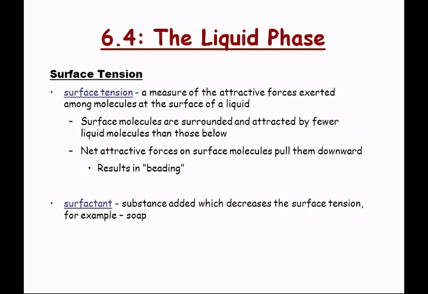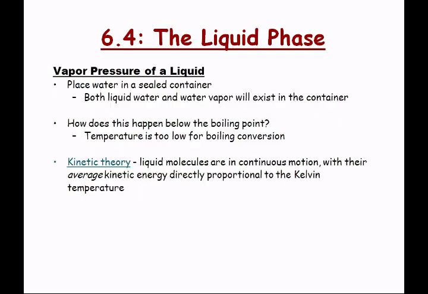A surfactant is a substance that decreases the surface tension. For example, soap. Any sort of soap will decrease the surface tension, and instead of beading, you'll see streaking when you put soap in. If you have soapy water, those little water bugs will fall through the surface. They won't be able to stand on it.